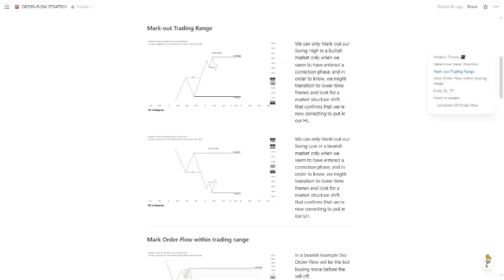Are we aligned bearish? Are we aligned bullish? The second thing we're going to do is mark out our trading range. We can only mark out our swing high in a bullish market when we seem to have entered a correction phase. Like I said again, there are better people out there on the internet that can better explain market structure and market structure over multiple time frames way better than me.